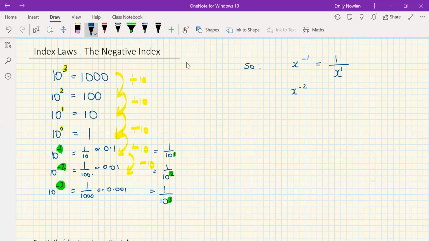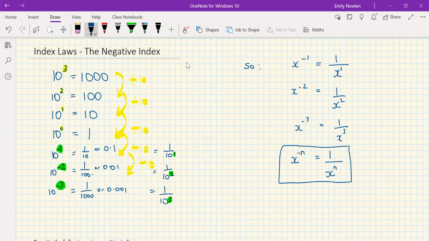Well, let's keep following this. What about x to the -2? It would be 1 over x to the +2. Or if I had x to the -3, 1 over x to the +3. So following that down, if I had x to the negative any number, n for any number, it would be the same as 1 over x to that number, but positive. And that's the general rule for a negative index.